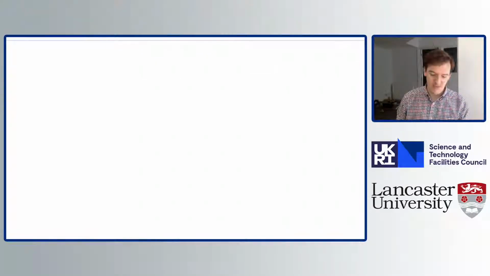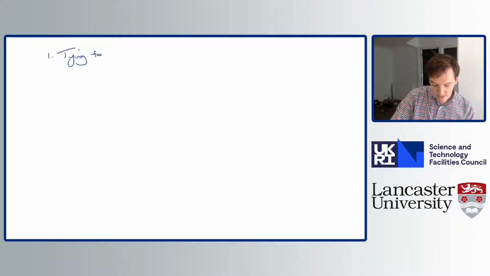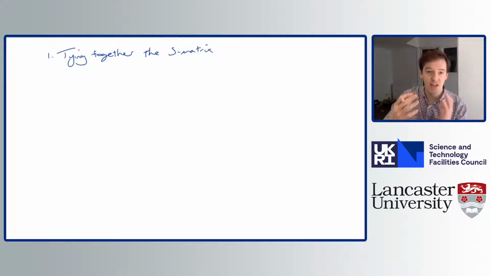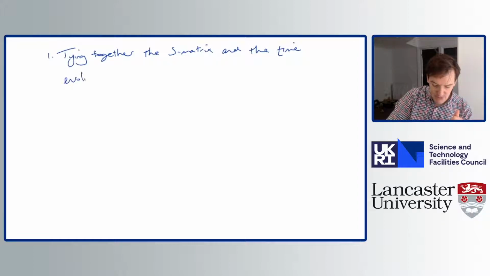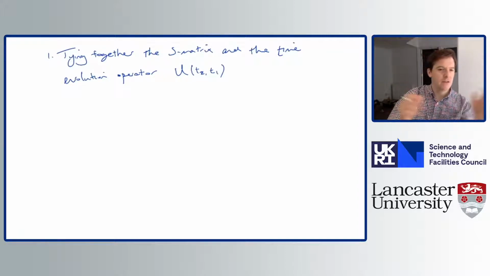So tie together the idea of the S matrix with this interaction picture, and in particular with this time evolution operator that we saw at the end of the last lecture, which tells us how states in the interaction picture evolve with time. Okay, so we're going to start by tying together the S matrix, which we said is an important and interesting object, and the time evolution operator. This was the operator we wrote down at the end, which we can write as U(t2, t1). It tells us how to go from one interacting state to another.